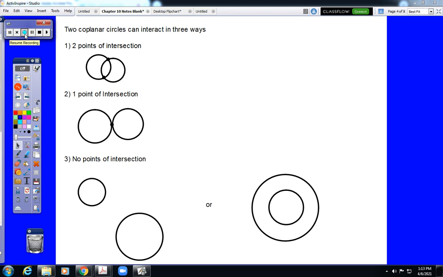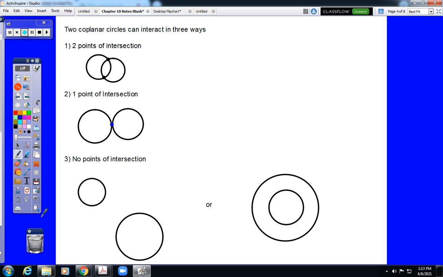Circles in a plane. Two coplanar circles can interact in three different ways. What I mean by that is it is possible for two circles to have 2 points of intersection, such as the top picture. Only one point of intersection. Notice it is indicated. Everybody see this one point right here? See how they've drawn a point to indicate that's the only place they touch? Because that sort of pictorial notation is going to be important. That's the only place where those circles touch is at that specific point.